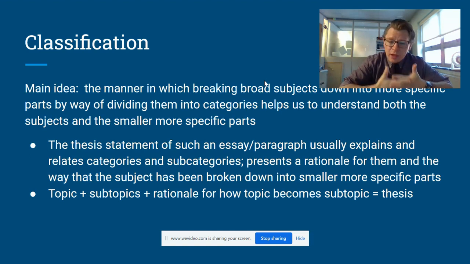Right. So again, what that means is that the topic, in other words, the thing that we're categorizing, and the subtopics, the category that we fit those things into, or set of categories, plus the rationale for how we come up with that set of categories, that gives us the main idea that we're working to develop in a classification piece of writing.